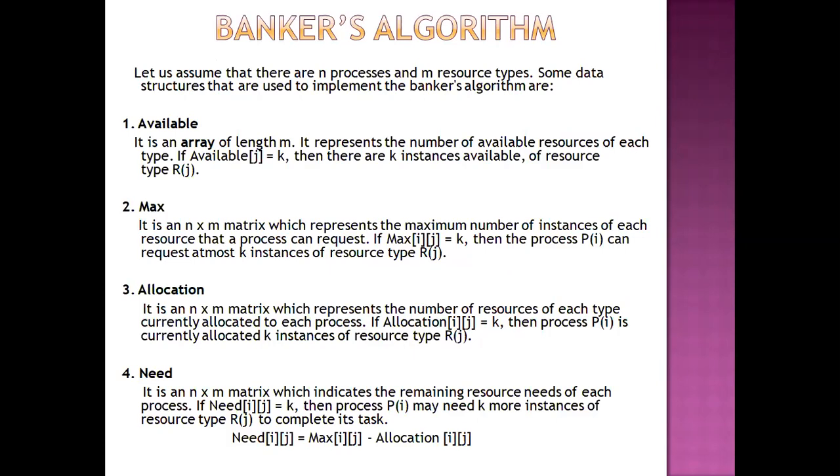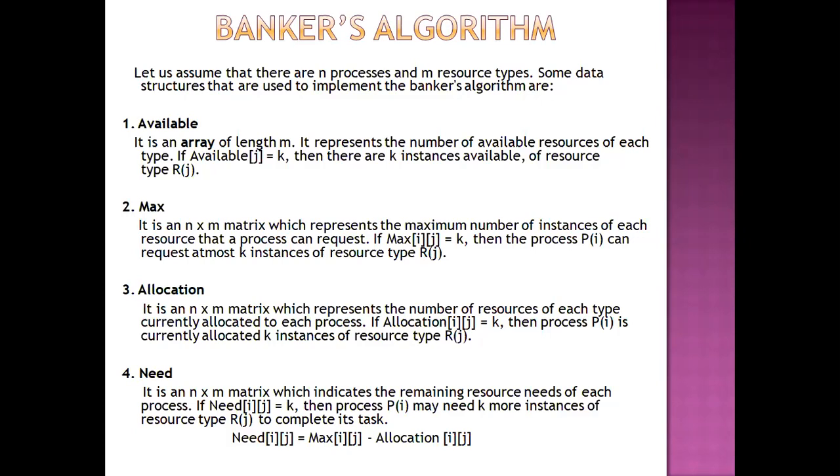Some data structures that are used to implement the Banker's algorithm are: first data structure is available, second is max, third is allocation, and fourth data structure is need. What is the available data structure? It is an array of length m. It represents the number of available resources of each type. It shows how many instances are available for each resource type in the current scenario. So if available[j] is k, then there are k instances available of resource type Rj.